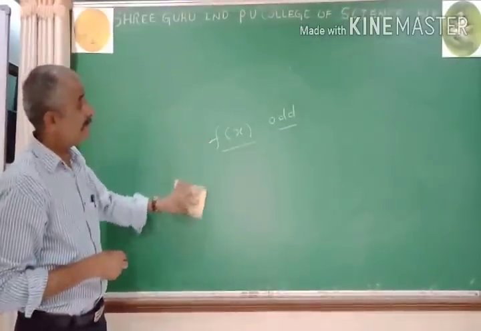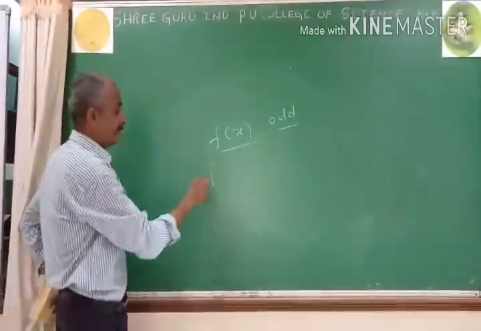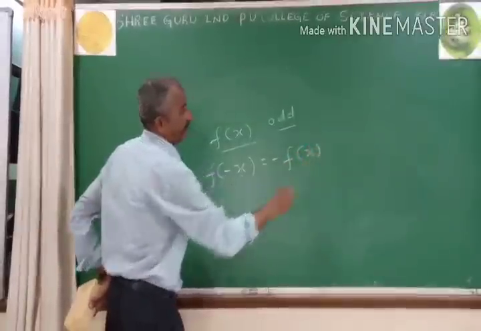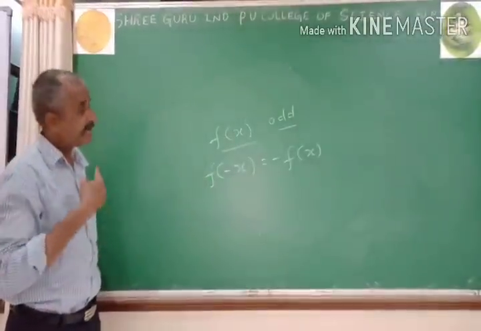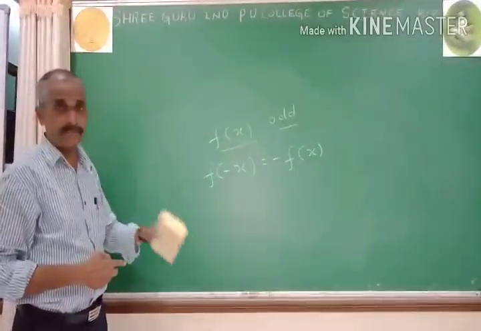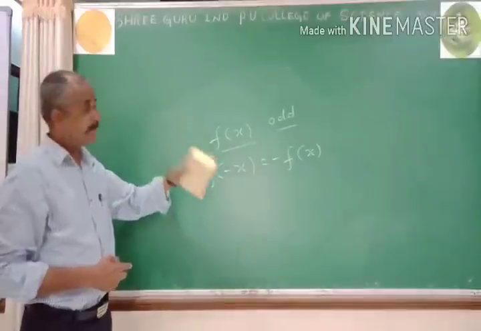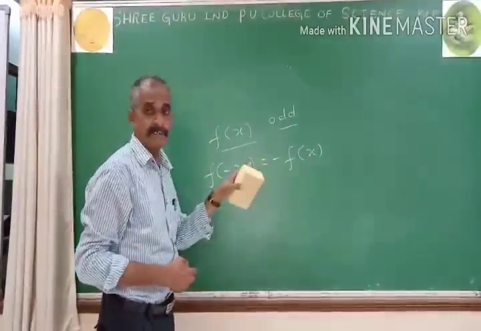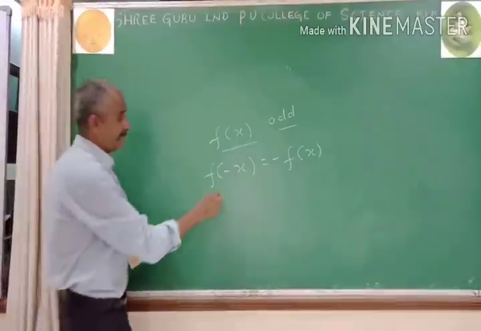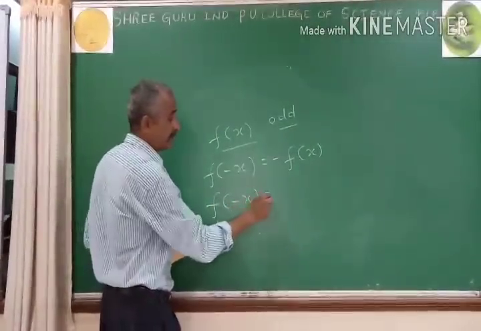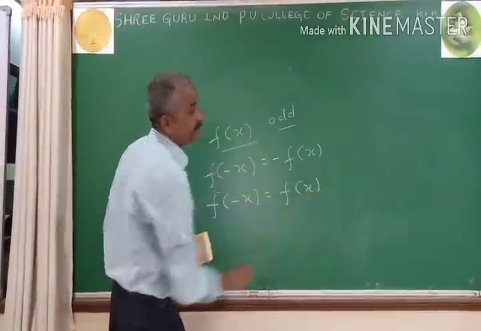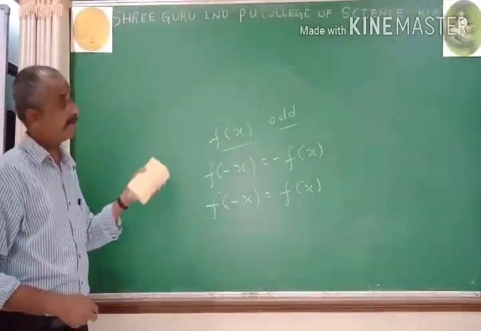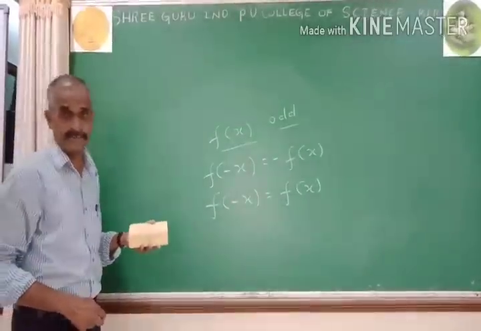A function f of x is said to be odd if f of minus x is equal to minus of f of x. That means to test whether a given function is even or odd, the main thing is that we have to replace x by minus x. After replacing x by minus x, if the entire sign changes, then we say that the function is odd. On the other hand, if f of minus x is equal to plus f of x, meaning in spite of changing x to minus x the function remains unchanged, such a function is called an even function.